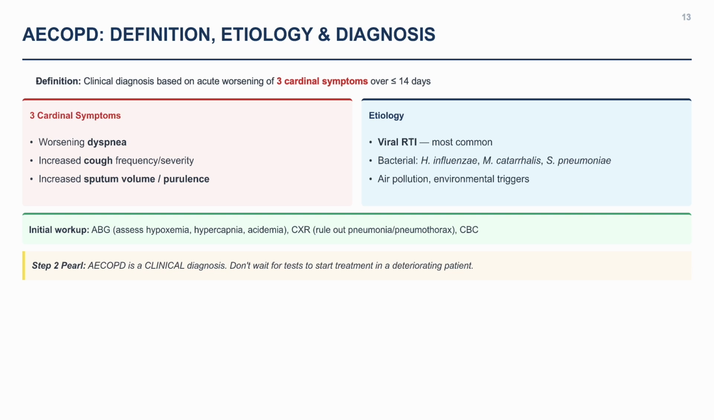Initial workup includes ABG to assess for hypoxemia, hypercapnia, and acidemia, chest X-ray to rule out pneumonia or pneumothorax, and CBC. The key pearl: AECOPD is a clinical diagnosis. Don't wait for test results to start treatment in a deteriorating patient.